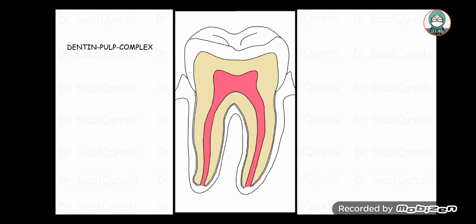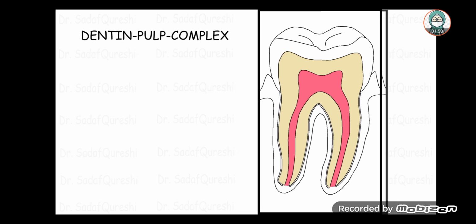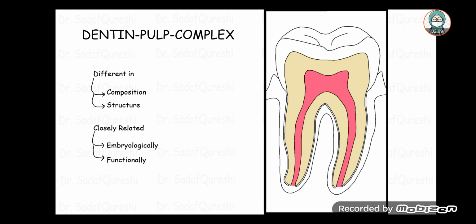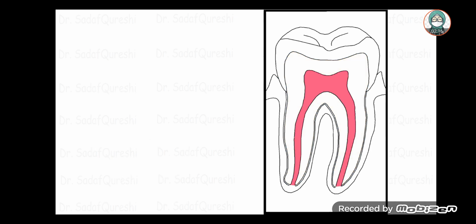Then we have another concept associated with pulp, that is also called the dentine pulp complex. Even though dentine and pulp are different in composition, as dentine is a mineralized tissue while pulp is a soft tissue, and they also differ in structure, as you can see there are so many structural differences between dentine and pulp, but they are closely related embryologically and functionally, and this makes them a complex. There is a functional complex, and that is called the dentine pulp complex. That is an important concept in dentistry, so I want you to know this and remember this.